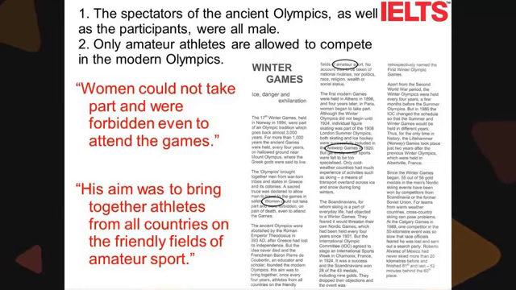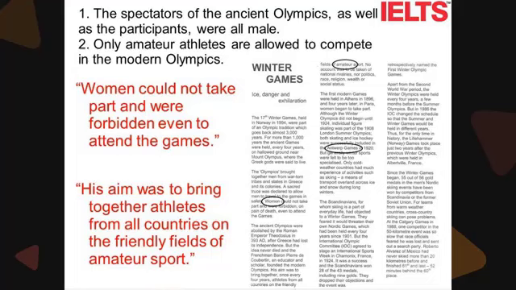It says directly that women could not take part, so they could not be a participant, and they could not go to the games, so they couldn't watch the games. They couldn't be a spectator. So that means the spectators and the participants had to be men or male. So the answer is true. For number 2, the answer is not given.